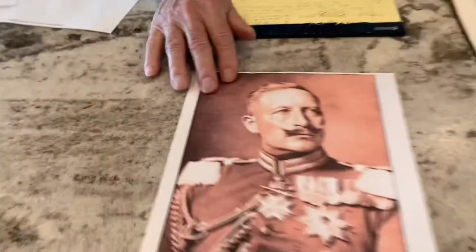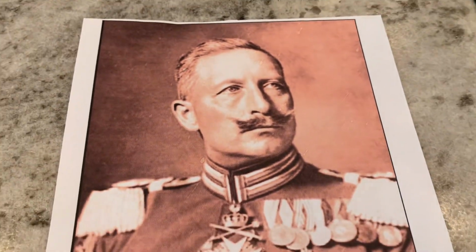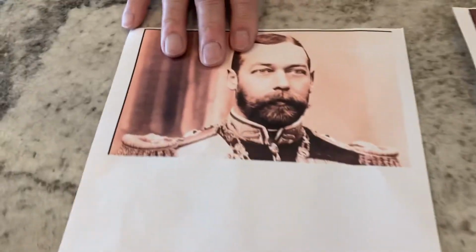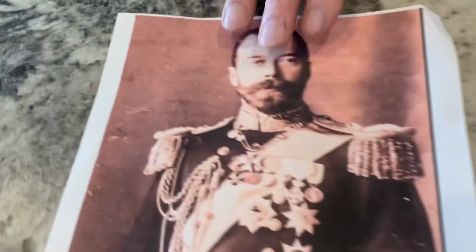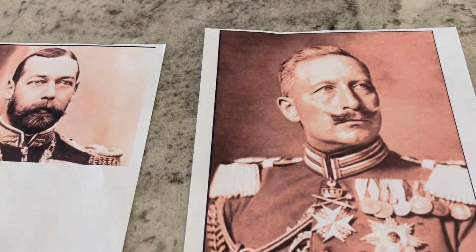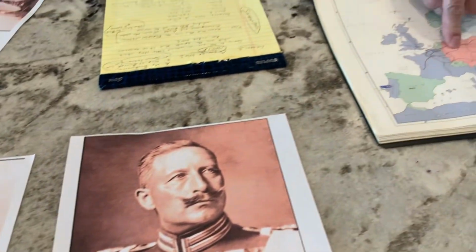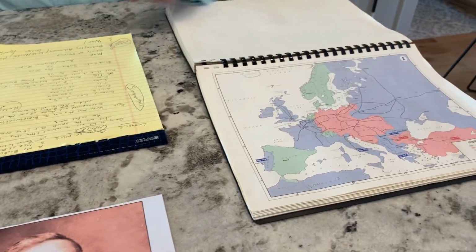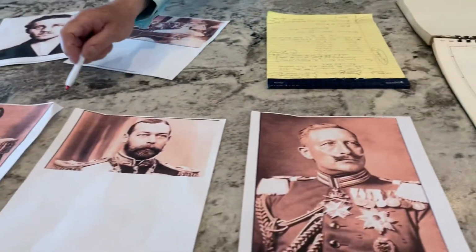This is Kaiser Wilhelm II of Germany. This is George V of England. And this is Nicholas II of Russia. France has a democratic leader, okay? But these three leaders, kings, Russia, Germany, and finally England, are interestingly enough all cousins.